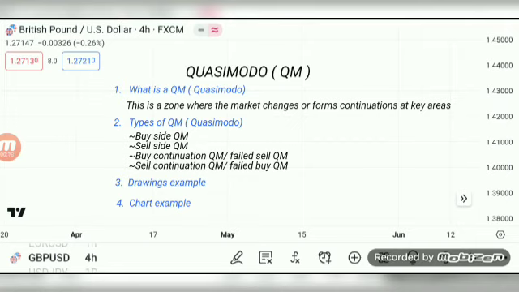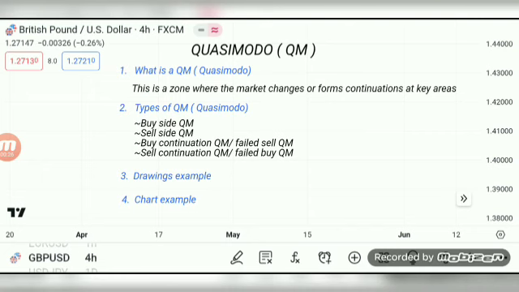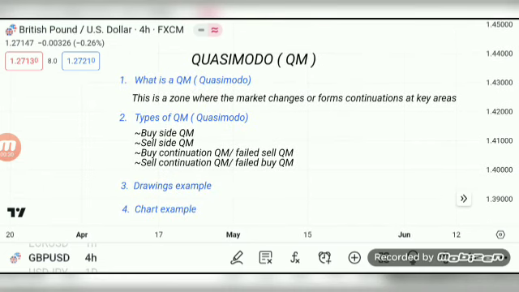So today, we want to look at something called the QM. I know most of you could have heard this, people talking about it. The QM strategy or the QM pattern. It's called the Quasimodo. So basically, the QM is a zone, right? It's a zone where the market changes or forms continuations at those key levels.